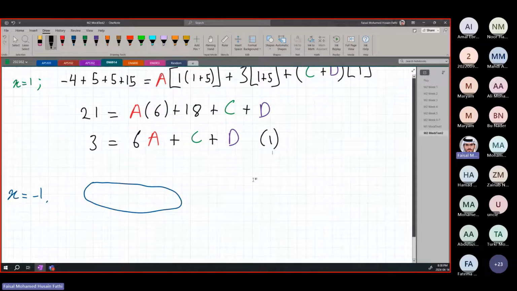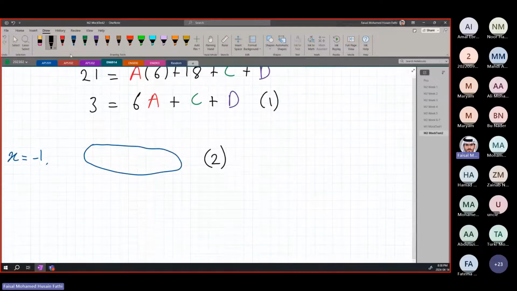How many unknowns do we have? We have 1, 2, 3 unknowns. So we're going to get here a second equation. And to solve a problem with 3 unknowns, we're going to have to substitute another x value, let's say 2. It doesn't matter the value. We just use simple numbers so we can simplify. And then you're going to get a third equation over here.